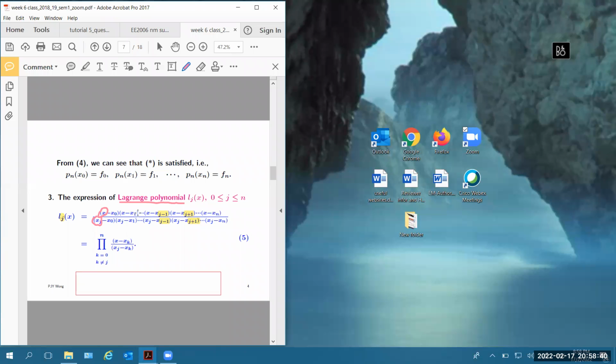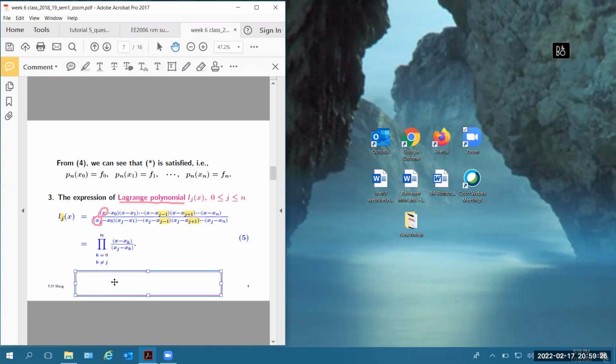Now this is a long way of writing, so in short, you can write it in this manner. Everybody can see this symbol pi? This means product. So that means the product of (x minus xk) divided by (xj minus xk), with k from 0 to n. When you open it up, it means this upstairs here. But we know that k cannot be j. Notice that there's no xj. So that's what we have here.